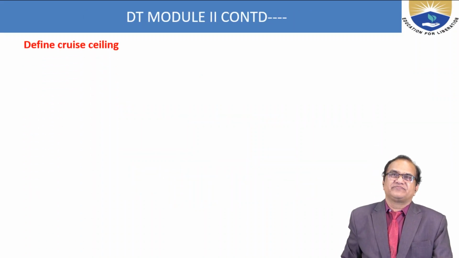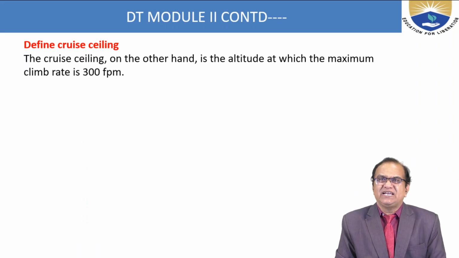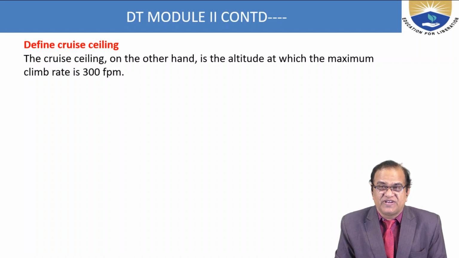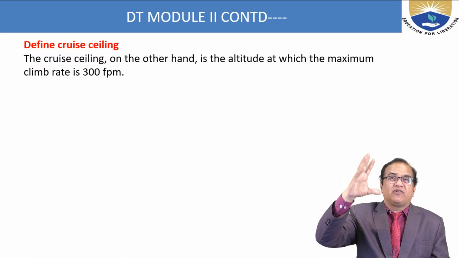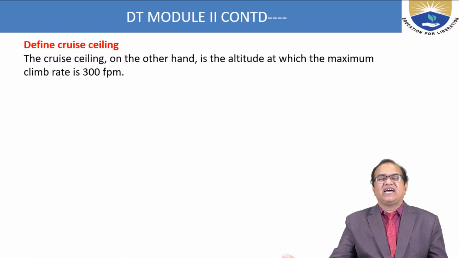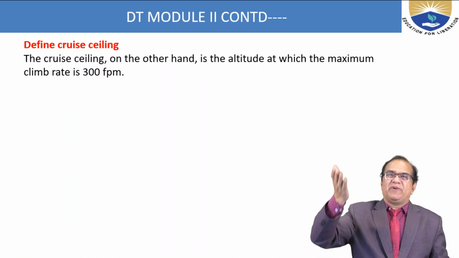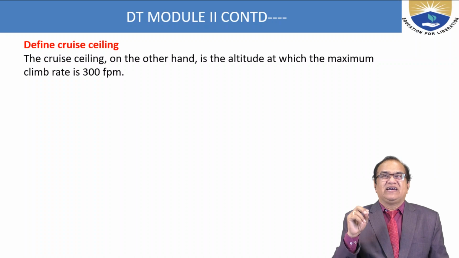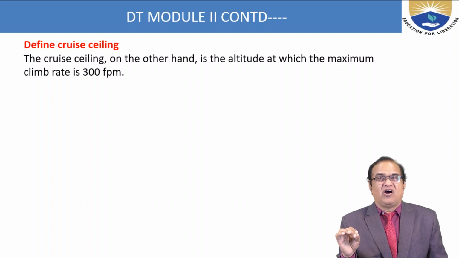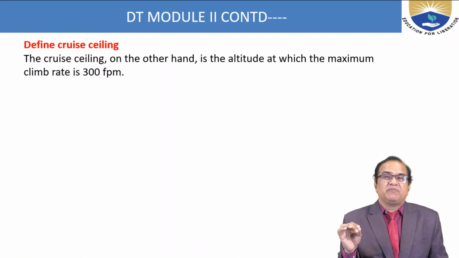Cruise ceiling. The cruise ceiling is the altitude at which the maximum climb rate is 300 feet per minute. Every aircraft has a certain altitude to which it can go. Near sea level or up to some height, the aircraft will perform very nicely. As you go up and up, the rate of climb will be reduced. So the cruise ceiling is the altitude at which the maximum climb rate is 300 feet per minute, or 1.5 meters per second.